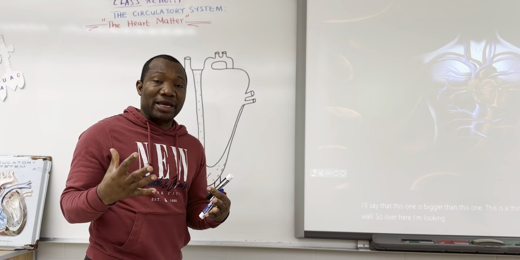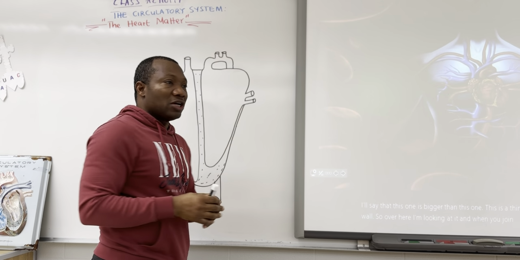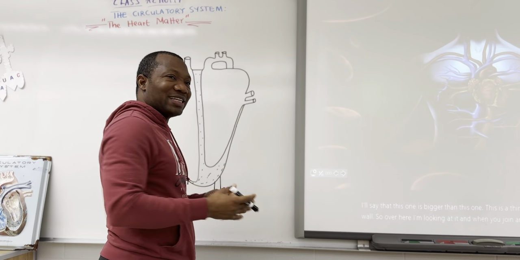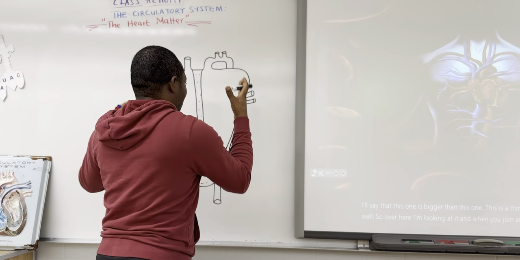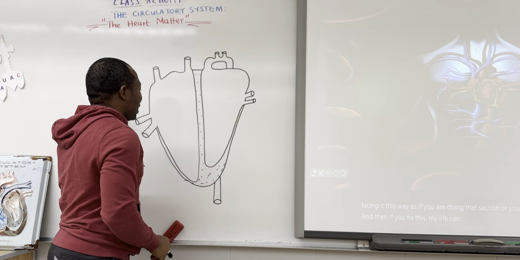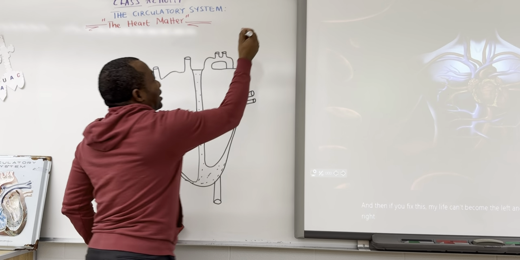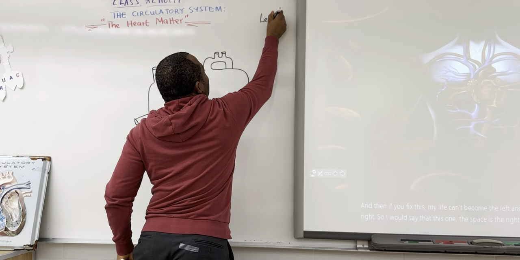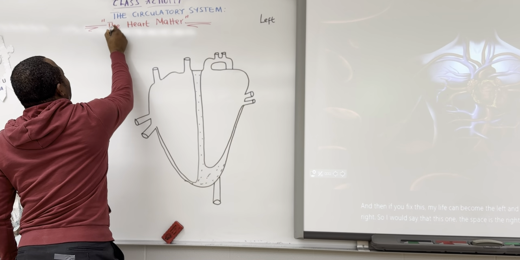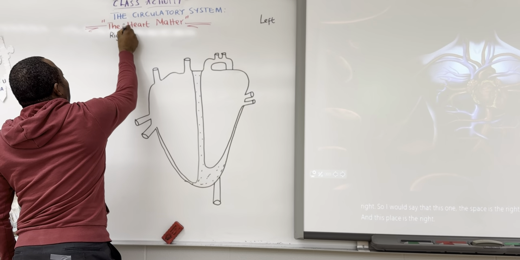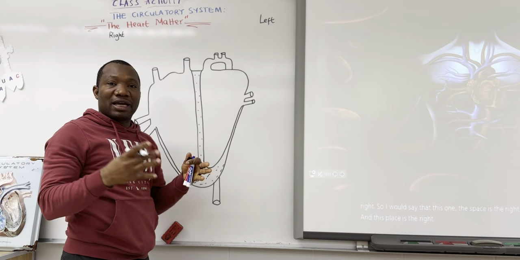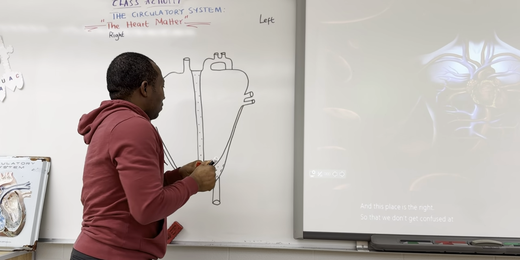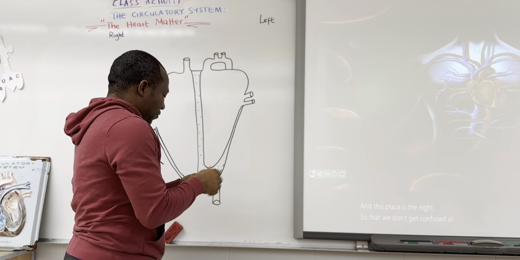When you're drawing anything in biology, you're facing it this way as if you are doing a dissection or operating upon someone. If you face this, my right hand becomes the left and my left hand becomes the right. So I would say that this place is the left, and this place is the right, so that we don't get confused at all. Now, over here, what did I draw at the middle? This is what we call the septum.